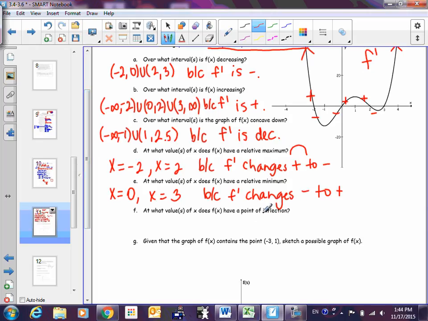Again, point of inflection. With point of inflection, we think about second derivative, but we've got to relate this to the first derivative. So let's think this through. A point of inflection is where the second derivative changes signs. So it's where the first derivative changes, say, direction, increasing to decreasing and vice versa. So it's where the first derivative has relative extrema.